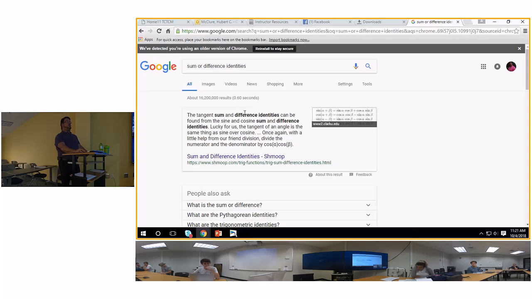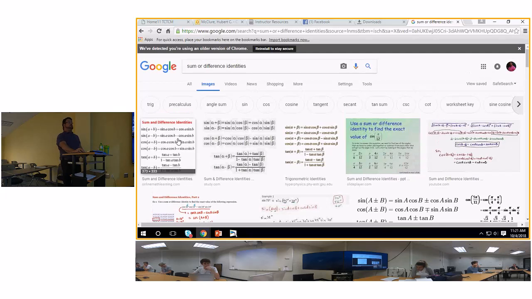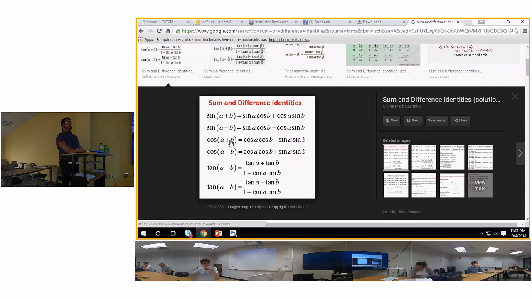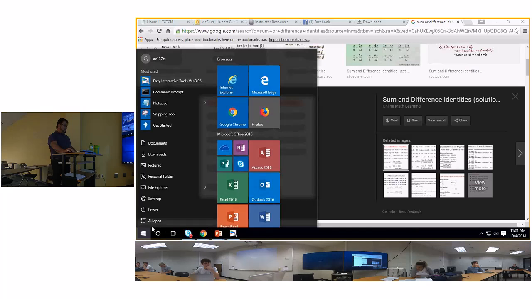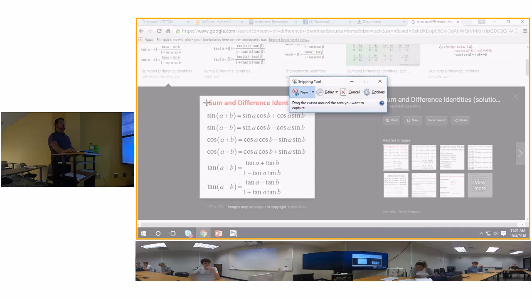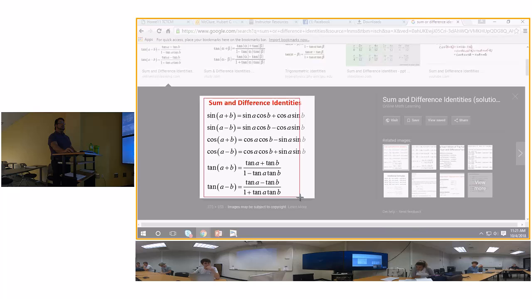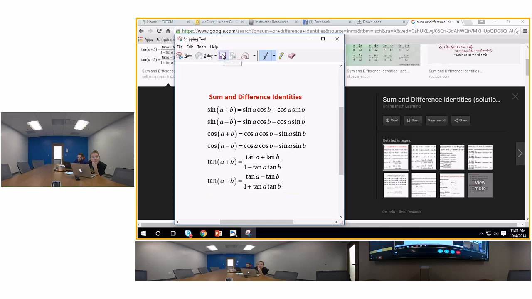I was hoping to get all of them. Let's see if I can get all of them. There they are. Again, about 3 or 4 buttons. A lot of work. Snip. And we'll take that out. Save.